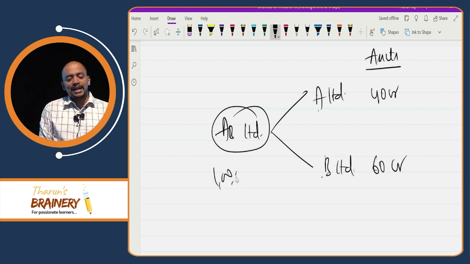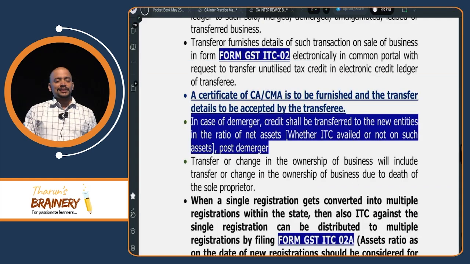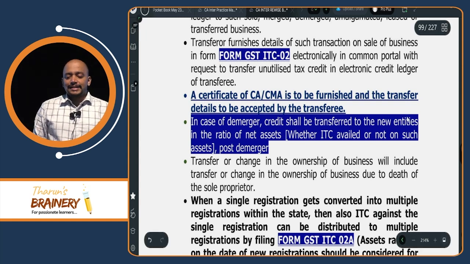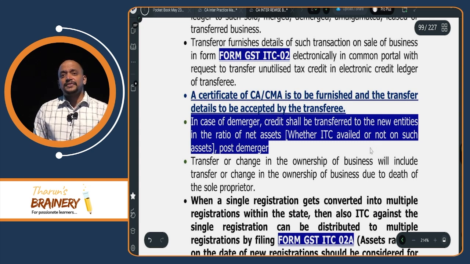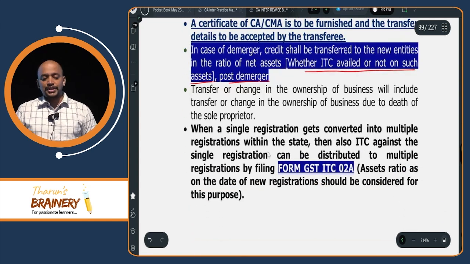Say for example, 1 lakh is the ITC, so to A Limited it will be 2 by 5 and to B Limited it will be 3 by 5 that will be transferred. Understood? So in case of demerger, on what basis will the ITC be transferred? Assets ratio. And whether we need to take total assets or assets on which ITC is availed: total assets. Whether ITC is availed or not on such assets, total assets we need to take for the purpose of the ratio.